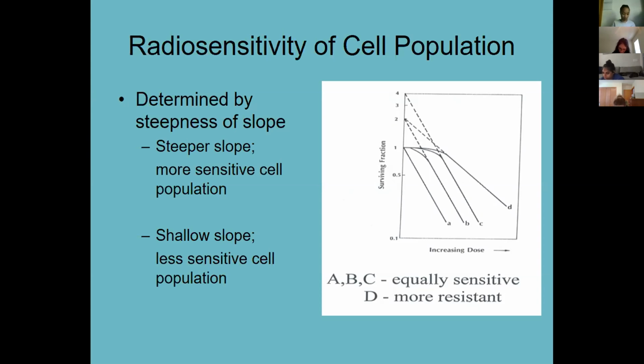The only reason I wanted you to look at them was so that you would know, most of the time you can tell just by looking, but sometimes it's too close to really tell. So you have to quantify radiosensitivity. But in general, the general estimation of radiosensitivity is found by simply looking at the slope of the straight line portion. The steeper the slope, the more sensitive the population. The more shallow the slope, the less sensitive the population.